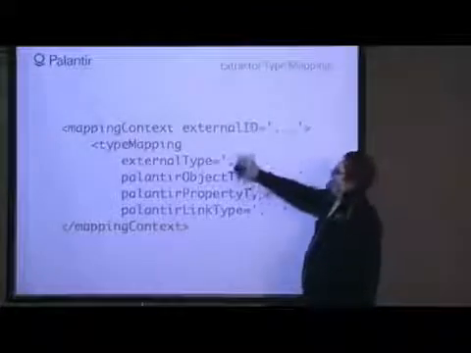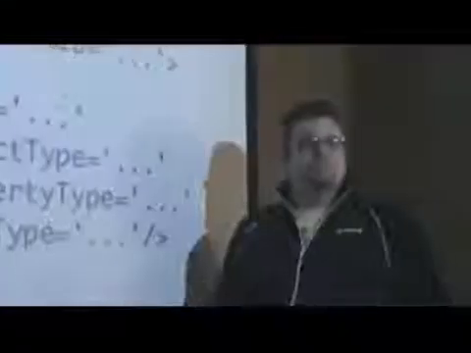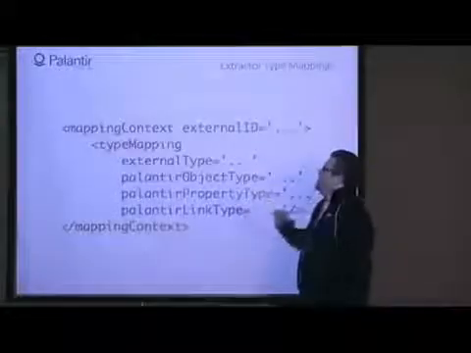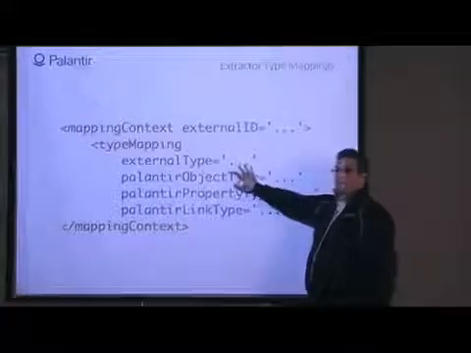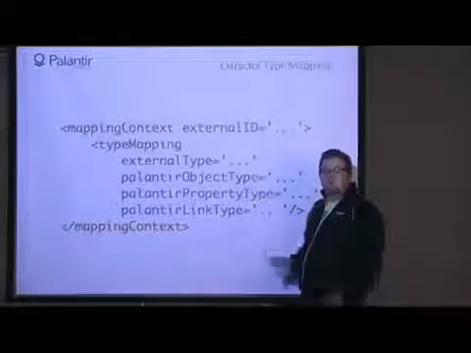Let's take a look at the mapping context element. Each mapping context element has an external ID, which is how we relate this to the object data section that we find in a docxml instance document. And then it contains one or more type mapping entries, which map an external type, like person name, to a Palantir object type, property type, or link type as appropriate. Each one of these is optional, and we can specify 1, 2, or 3 of these.